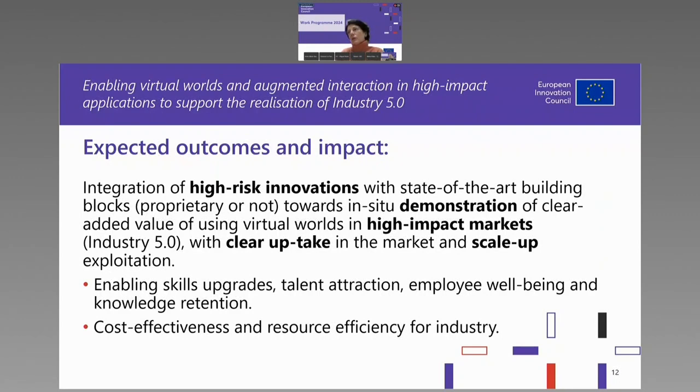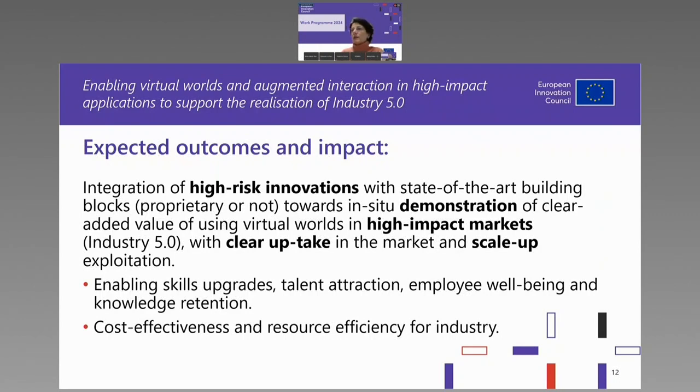This is very important. So you need to make sure that you have a clear added value and also, very important, a clear uptake in the market and a scale-up exploitation. So expected outcomes of the innovation include enabling skills upgrade, talent attraction, employee well-being, knowledge retention, all those I mentioned already, also things like cost effectiveness, resource efficiency for industry, but you really need to make sure that your development in the virtual worlds really has a clear added value in this high impact world of Industry 5.0.